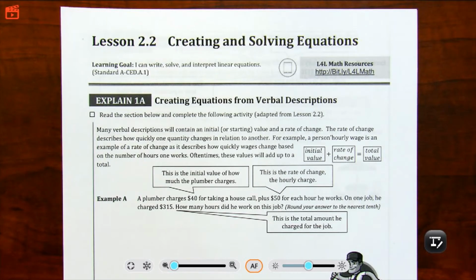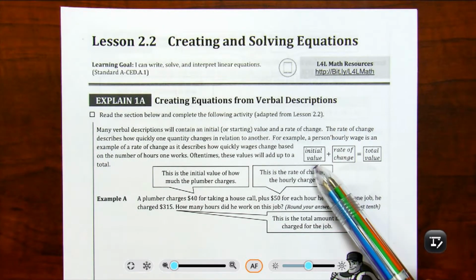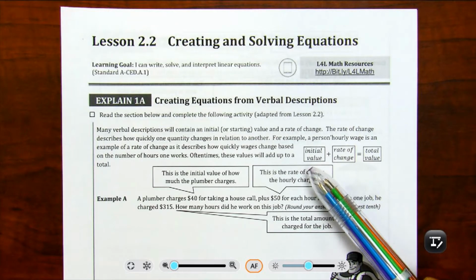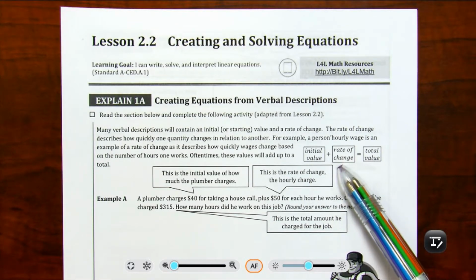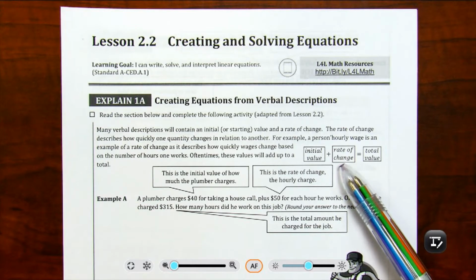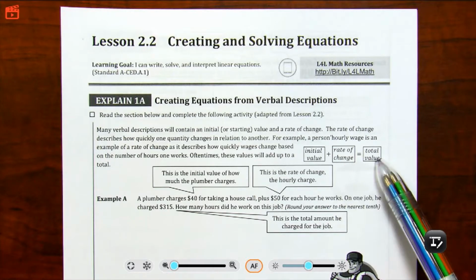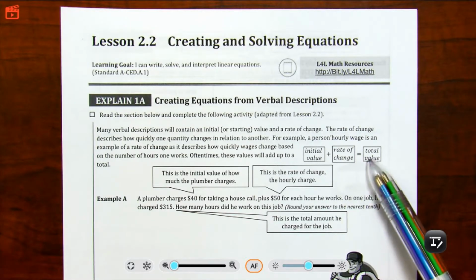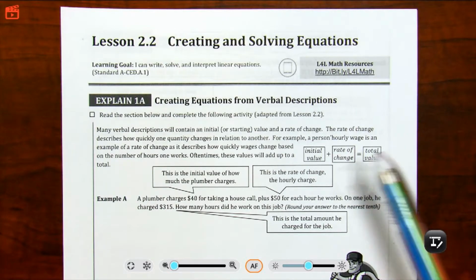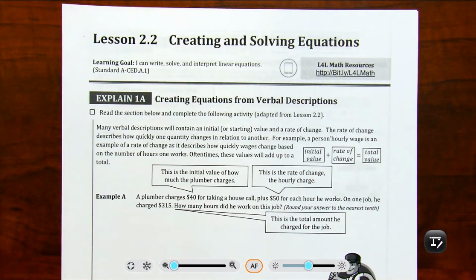So one simple way of creating an equation is to write it in this form. The initial value, that's how much something costs at the start, plus the rate of change. Now, rate of change means how much something costs each day, each week, each hour, each year. So there's going to be a variable attached to rate of change. And the total value. What is the total cost? So if you just remember these three items, we could create any kind of equation for any word problem.